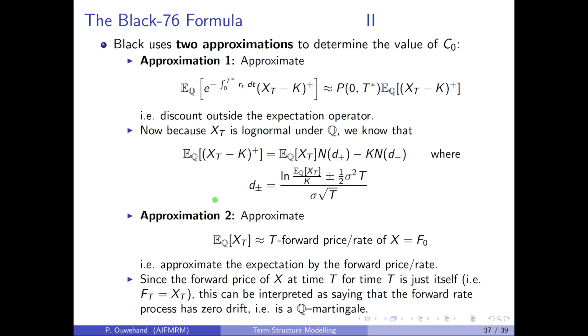The second approximation approximates the Q expectation of X_T by the T forward price or rate corresponding to that variable. Now, since the forward price of X at time T for time T is just itself, i.e. since F_T is equal to X_T, this can be interpreted as saying that the forward rate process has zero drift, i.e. that it is a risk-neutral martingale.